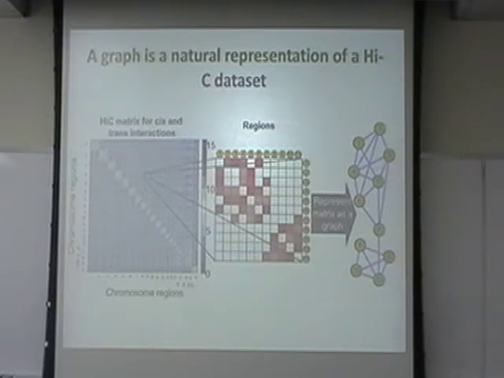And then one compares pairs of regions to that expected count at a particular distance interval and says, is this pair of regions interacting? Does that make sense?